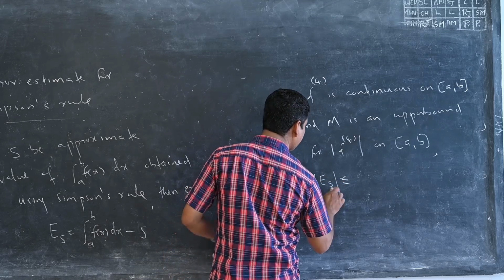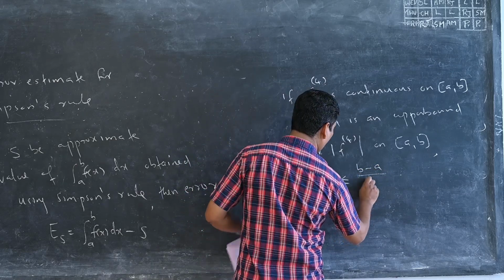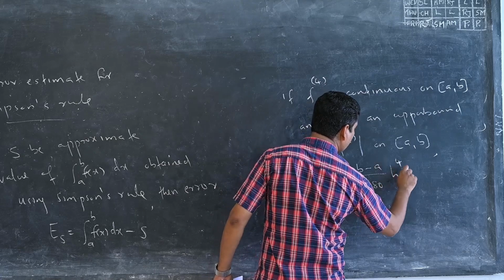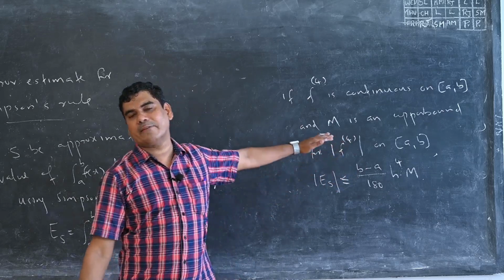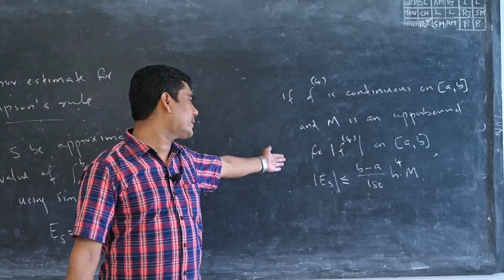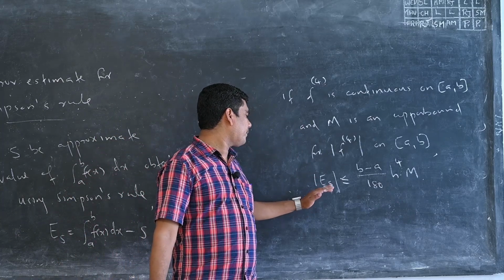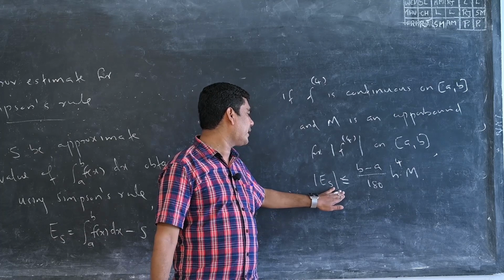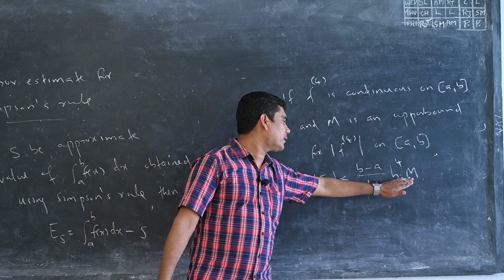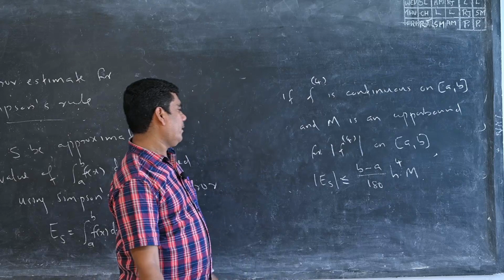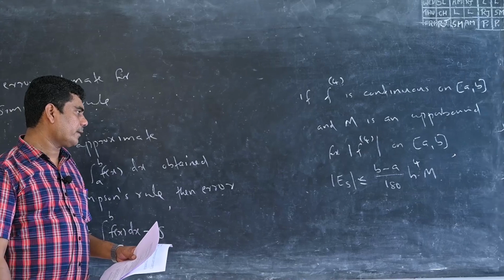|E_S| is less than or equal to (b minus a) divided by 180 into h raised to 4 into M. Here h is the subinterval length that we use in Simpson's rule. So this is an upper bound for the magnitude of error: (b minus a) divided by 180 times h raised to 4 times M.